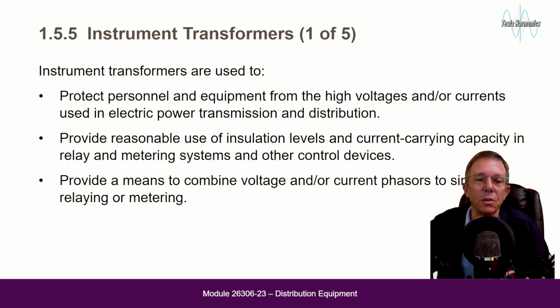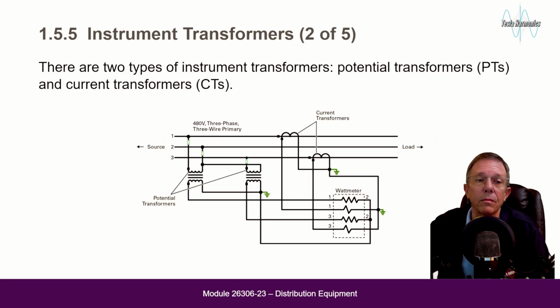Instrument transformers are used to protect personnel and equipment from the high voltages and/or currents used in the electrical power transmission and distribution, provide reasonable use of insulation levels and current carrying capacity in relay and metering systems and other control devices, and provide a means to combine voltage and/or current phasors to simplify relaying or metering.